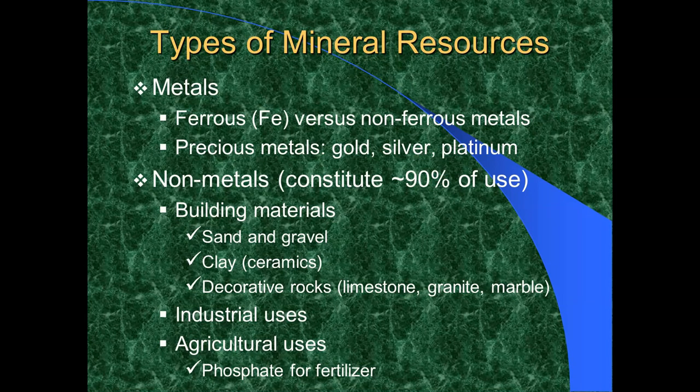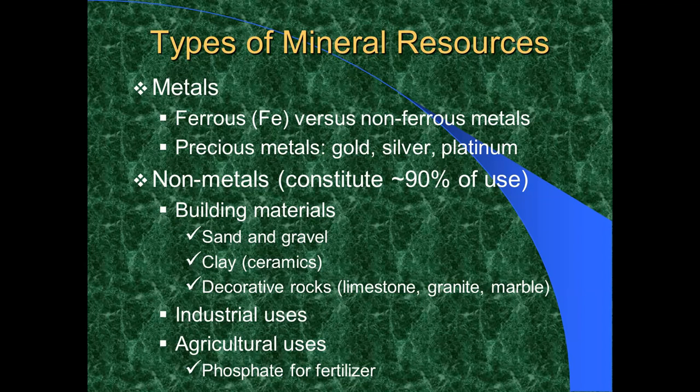Now, when we talk about mineral resources, there are two types. There are metals and there are non-metals. Metals are broken into three other groups. We can have ferrous metals, which are metals that are enriched in iron. Ferrous comes from the Latin word ferric, meaning iron-bearing. We also have non-ferrous metals. These are metals that don't have any iron in them. We also have precious metals.